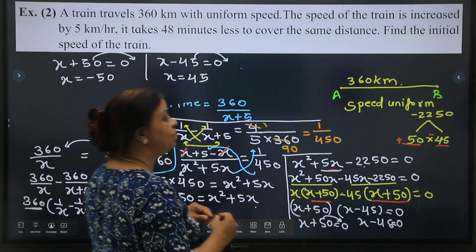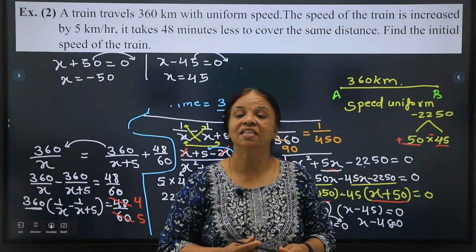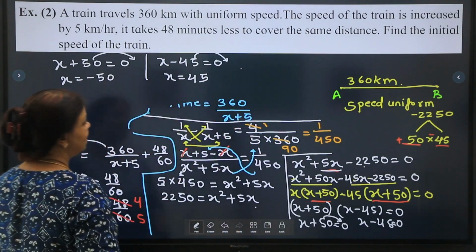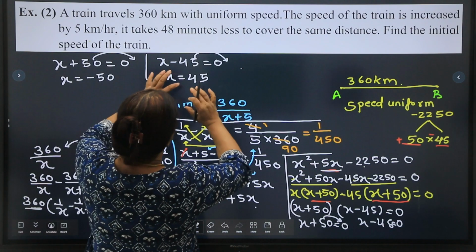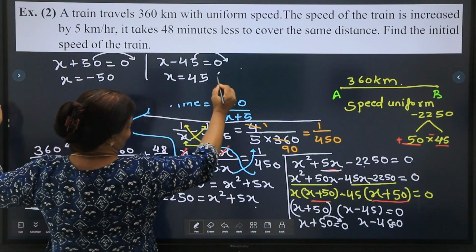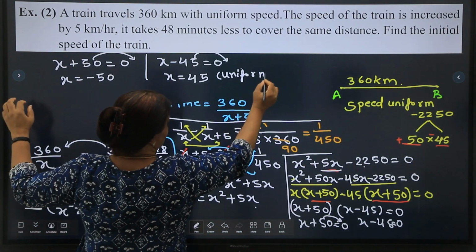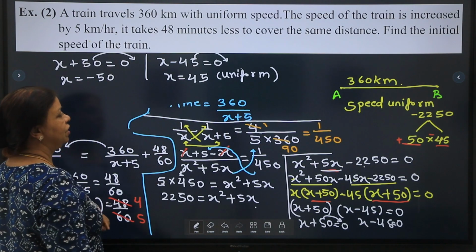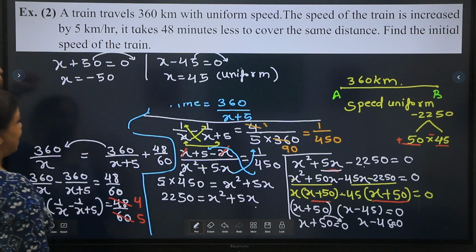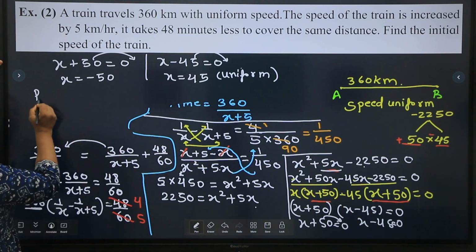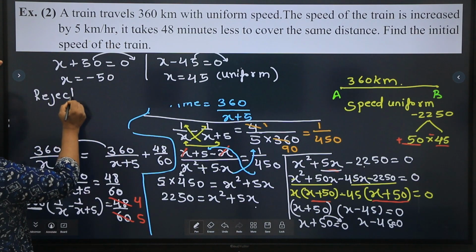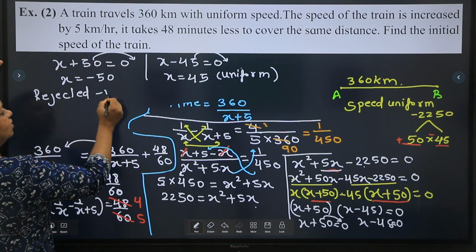And what have we assumed x as? We have assumed x as the uniform speed. So what is the uniform speed? 45 km per hour. Minus 50 will be rejected because the speed cannot be negative.